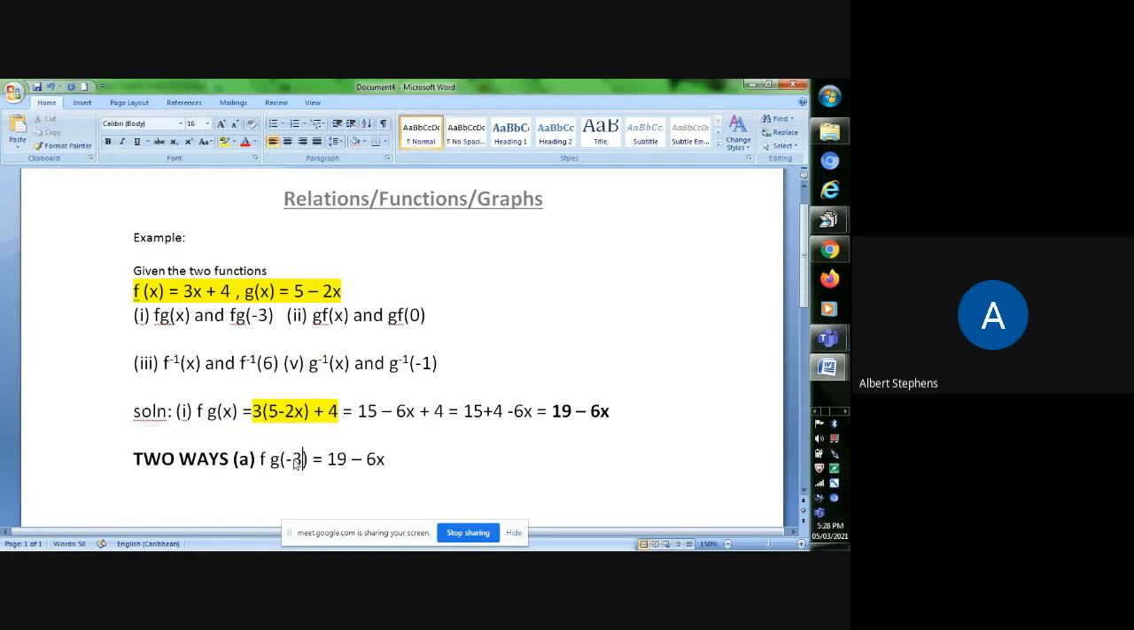What that tells us is that we need to replace x with negative 3. So it becomes 19 subtract 6 times negative 3. Everybody see that? So you do the process as I explained, and then you use the answer and replace x with negative 3. Any questions so far? All right, so we get 19.